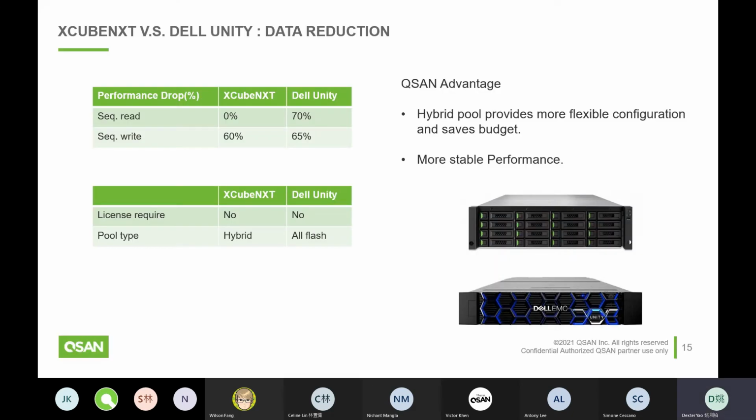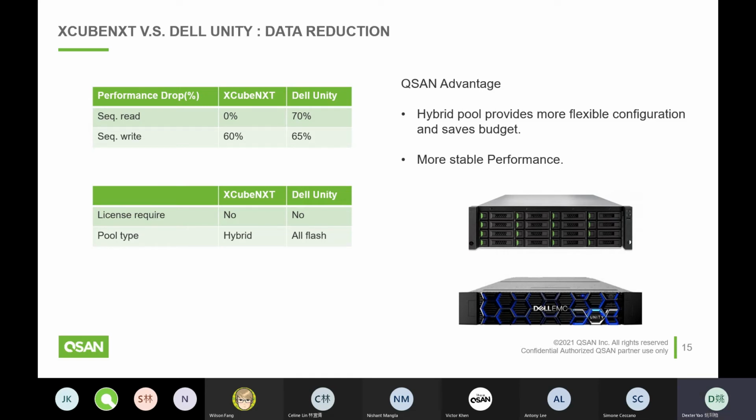And next, let's look at the data reduction performance between SCube Next and Dell Unity. SCube Next has 0% performance drop in sequential read, while Dell Unity has a 70% performance drop, which is a really huge difference. In sequential write, SCube Next has a 60% drop and Dell Unity has a 65% performance drop. So let's move on to the table below.